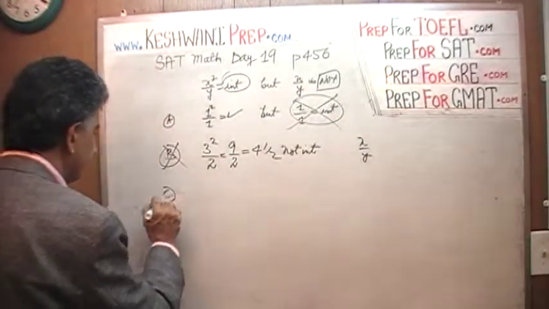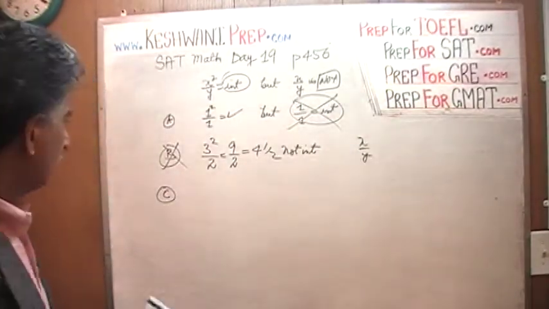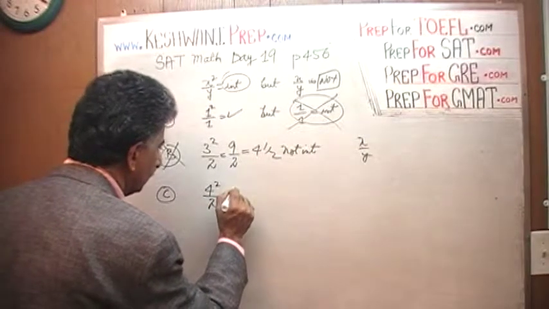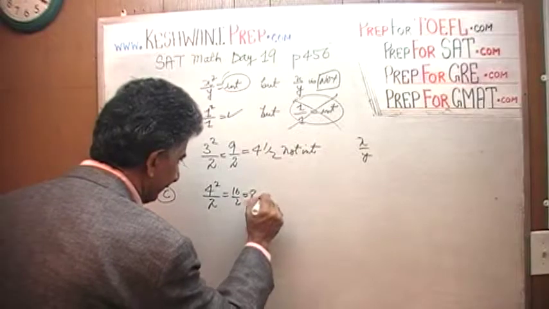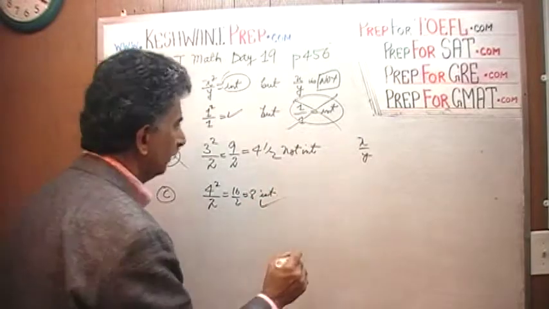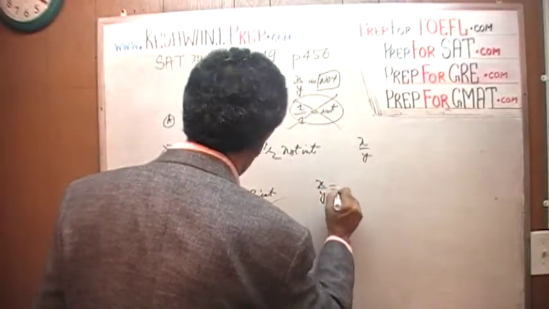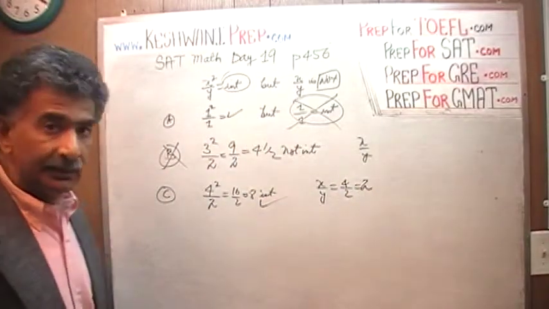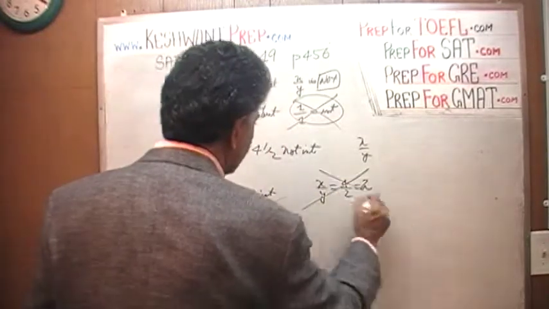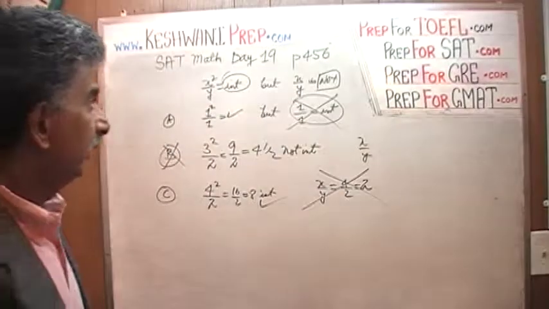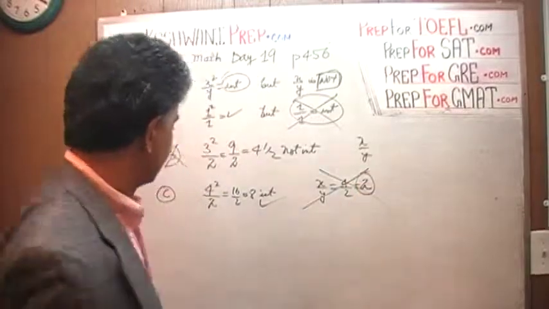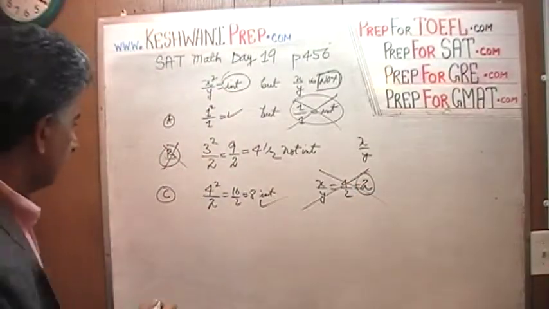Let's look at C. C says 4 over 2. So 4 squared over 2, which is 16 over 2, which is 8, is an integer. So that works. And x over y would be 4 over 2, which is 2, which is supposed to be not an integer. This does not work. X over y is supposed to be not an integer. This is an integer. That's not going to work. Let's look at D.